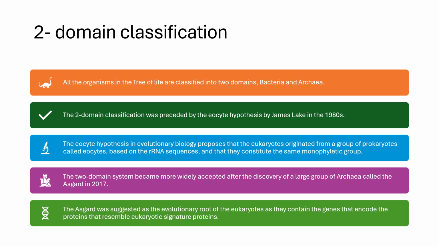The main thing, if you look at the fourth point, the two domain system became more widely accepted after the discovery of a large group of archaebacteria called the Asgard in 2017. This group of archaebacteria resembled a lot the eukaryotic cells that we see today, and they are supposedly the ancestral type from which the eukaryotic cells first came about. The Asgard was suggested as the evolutionary root of the eukaryotes, as they contain the genes that encode the proteins that resemble eukaryotic signature proteins.